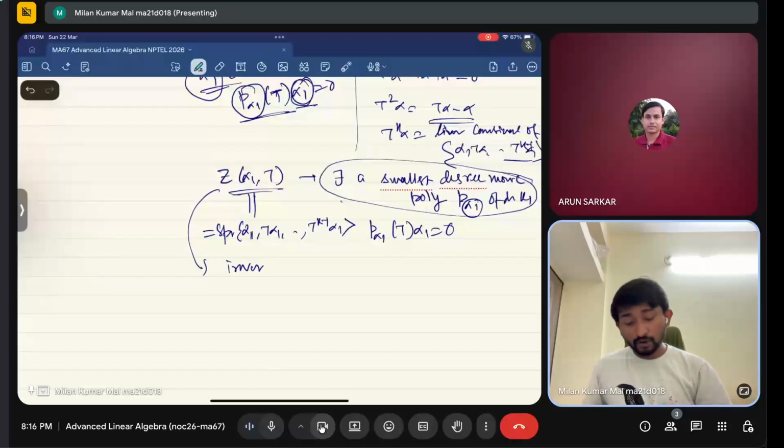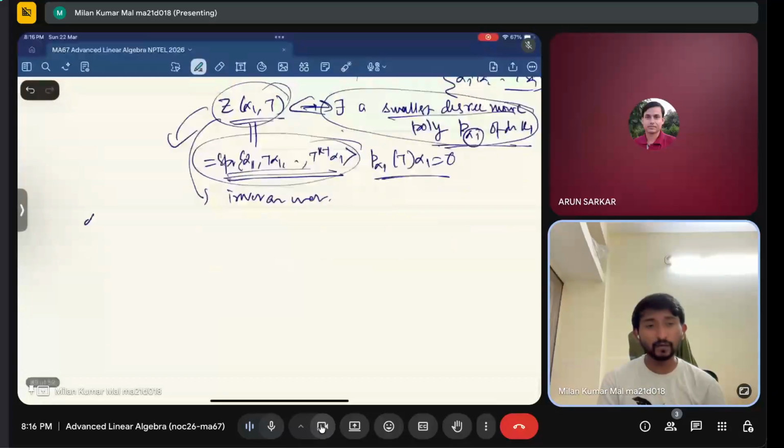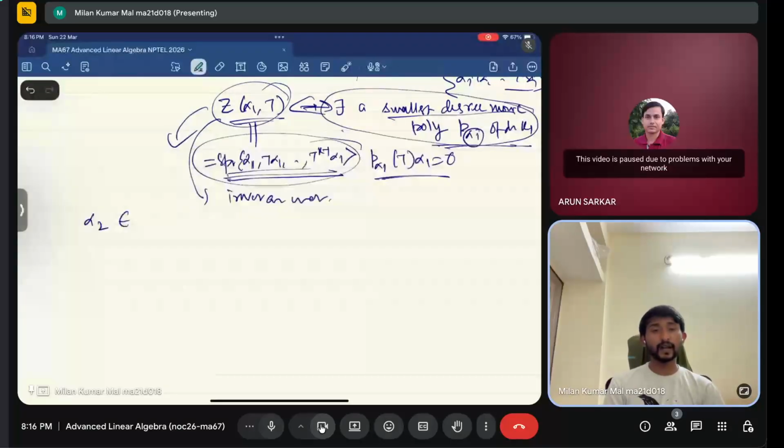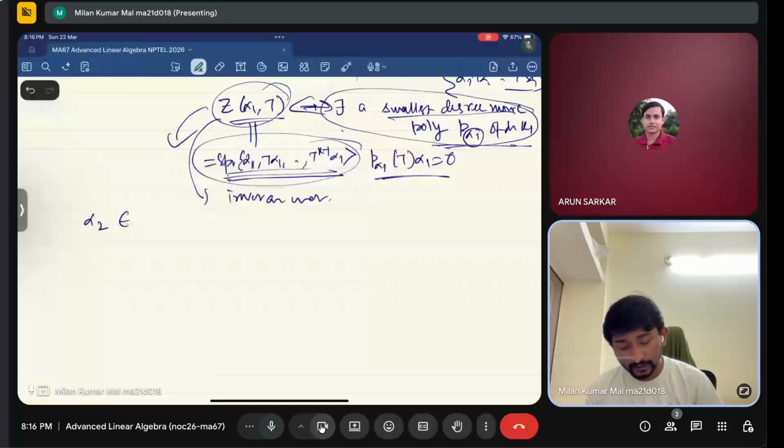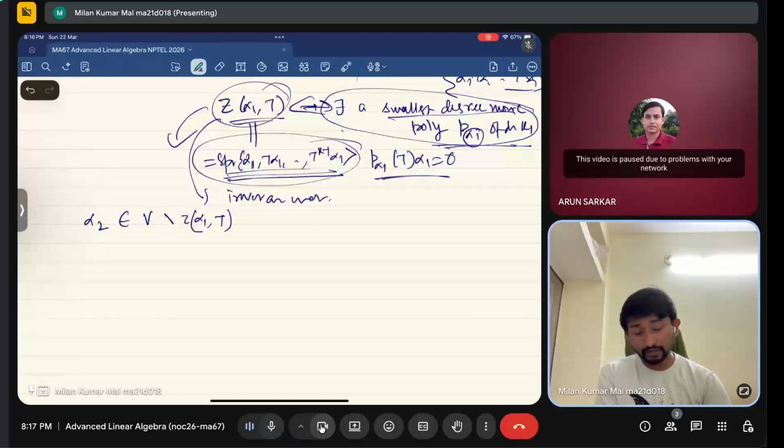Now, if we don't have any other vector, suppose alpha 2 is in V, I am taking the complement of the subspace. I mean, I am removing Z(alpha 1, T) from the vector space V. There must exist an element alpha 2 from V which is not in the span. Basically, this means that there exists alpha 2 in V such that alpha 2 is not in Z(alpha 1, T). If there is no such alpha 2, that means V is equal to Z(alpha 1, T). Is this clear?